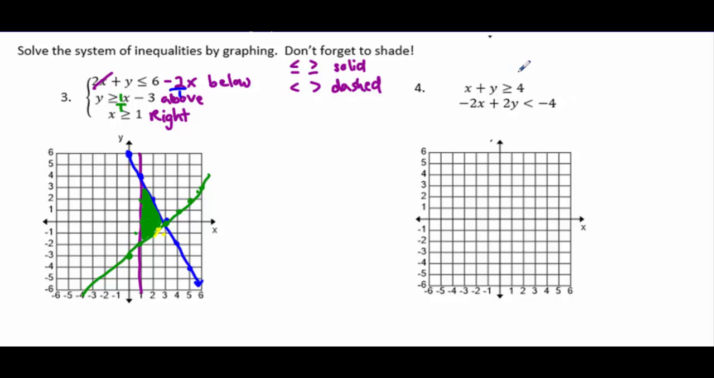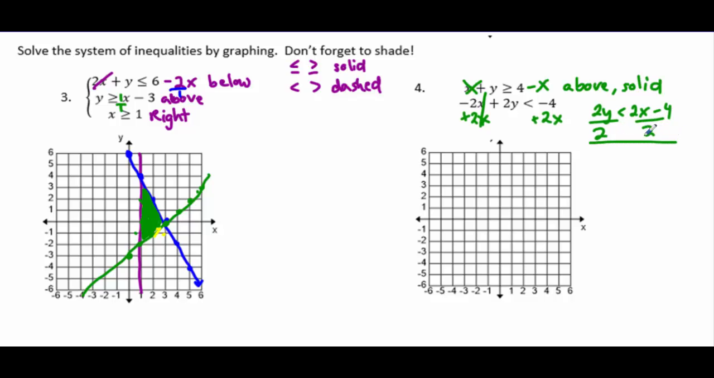This next one's only got 2. We do need to solve them for y. So the first one we just need to subtract x over. And this one will be shaded above, and it's a solid line. And the next one we'll have to add 2x and get 2y is less than 2x minus 4. When you divide everything by 2, it divides everything by 2. So y is less than x minus 2.